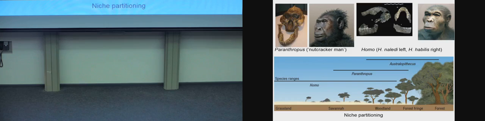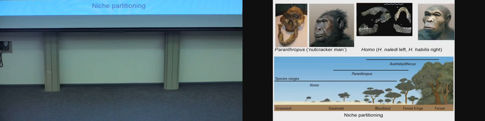Paranthropus was also developed for more open settings, but could survive, as I mentioned, on these much more difficult, hard tubers or nuts or whatever that required large, strong jaws. And then Homo's range probably was the largest and included this very open grassland setting as well as savanna. So the idea is that these three groups around 2 million years ago, 2.5 to 2 million years ago, coexisted. And they probably interacted to some extent. They probably overlapped in terms of their environments that they lived in.